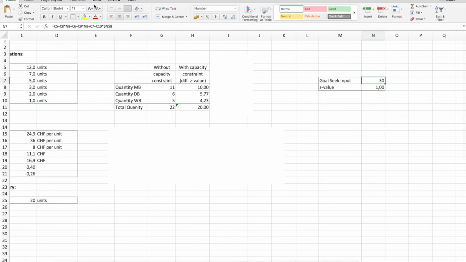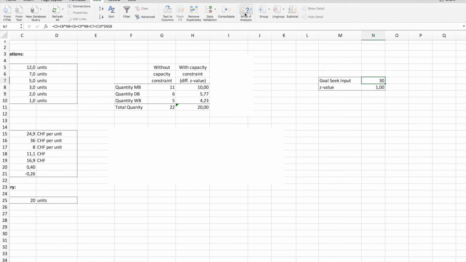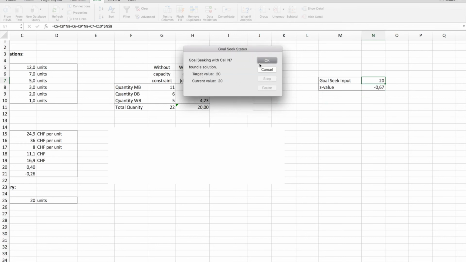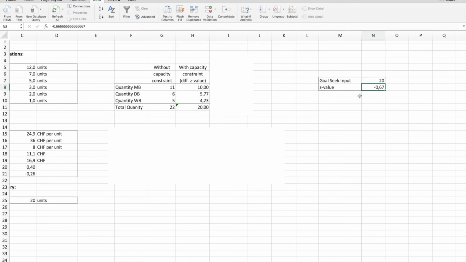Then we go on Data, What-If, Goal Seek, and we set the cell N7 here, which is our formula, to the value 20, so to the maximum capacity we have in our store. And we want to change this by changing the cell N8, which is the Z value. So we press OK, and we find out that the optimal Z value is negative 0.67. And as you see, we get a maximum capacity of 20.